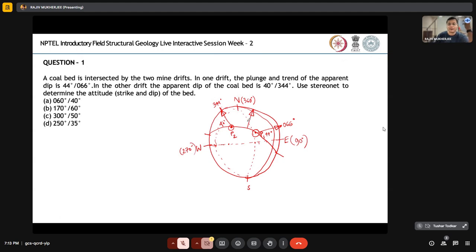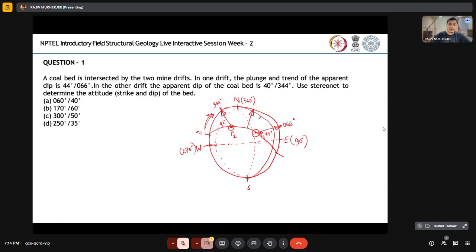Now if we follow the right hand rule that we also learned in week 1, then if we place our thumb here, all the fingers would point towards the dip direction. So if this is the strike, then we should count clockwise to get our dip direction. Similarly, in this case, this is the end of the strike line from which we should count the dip.